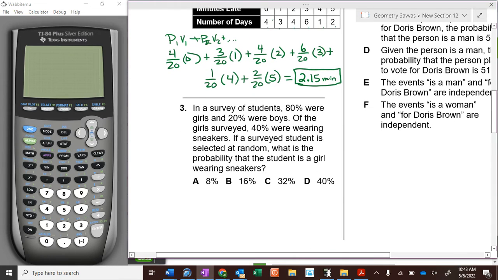All right. In a survey of students, 80% were girls, 20% were boys. Of the students surveyed, 40% of the girls surveyed were wearing sneakers. If a student surveyed is selected at random, what's the probability that the student is a girl wearing sneakers? So the probability is girl and sneakers. And means to multiply. So the girl is 0.8. The sneakers is 0.4. 0.8 times 0.4 is 0.32, which is 32%.